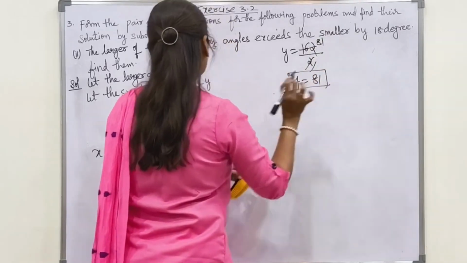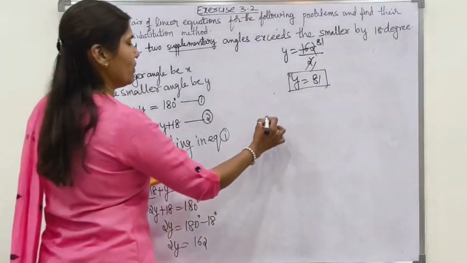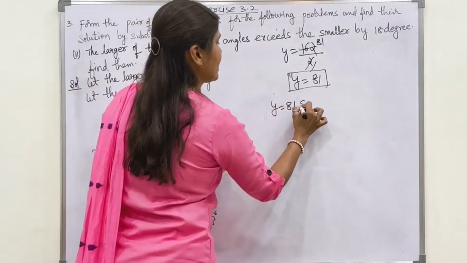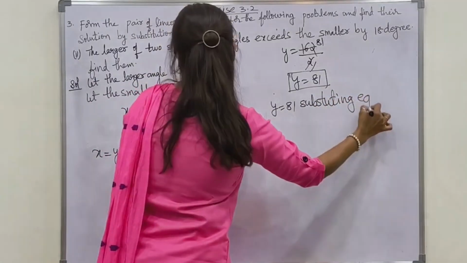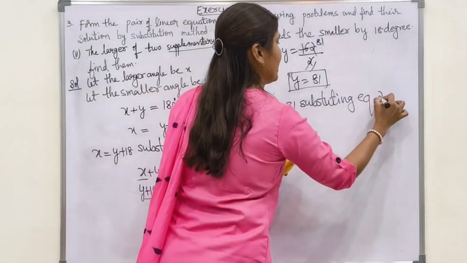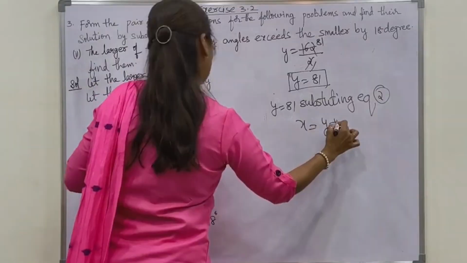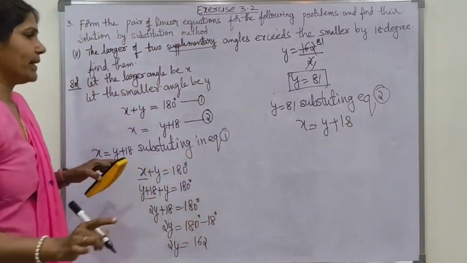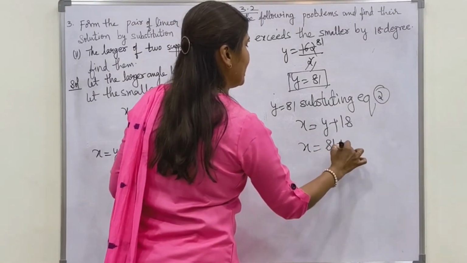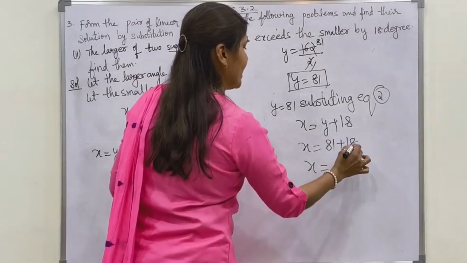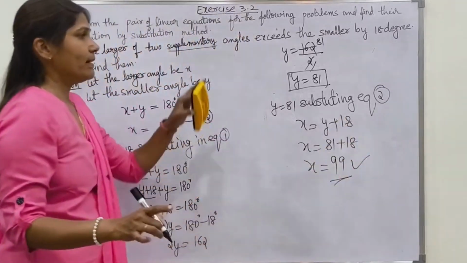One answer came. Now we will find the x value. So directly you substitute in the second equation, you will get the answer. So y is equal to 81, substituting in which equation? Equation 2. What is equation 2? x is equal to y plus 18. Now see here, x is equal to y value, how much is there? 81 plus 18. 81 plus 18 is 99. So x is equal to 99.